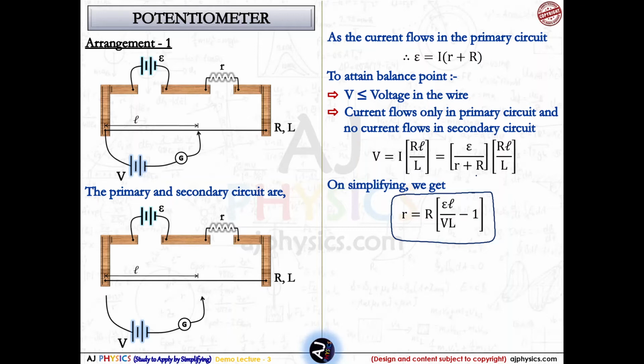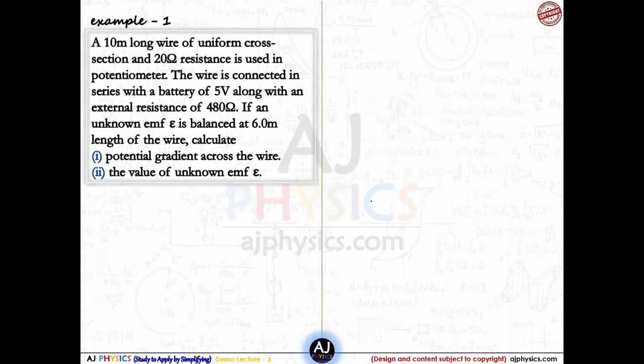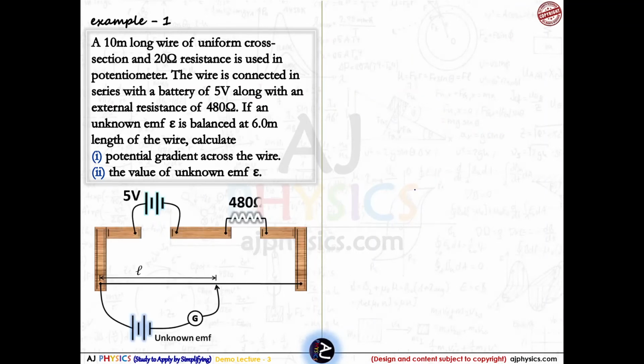Alright, so first let me discuss this first basic case of the potentiometer circuit. So you can check this. In a question we are given a potentiometer wire of 10 meters length, which is connected with an external resistance of 480 ohms, and a 5 volt battery is applied.